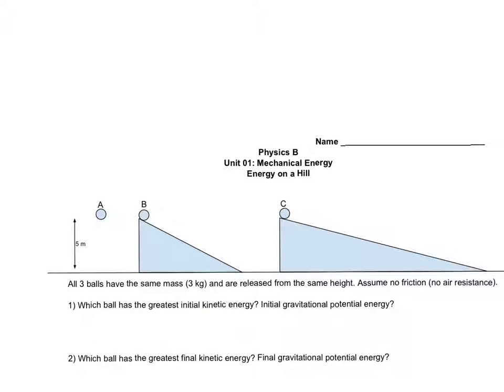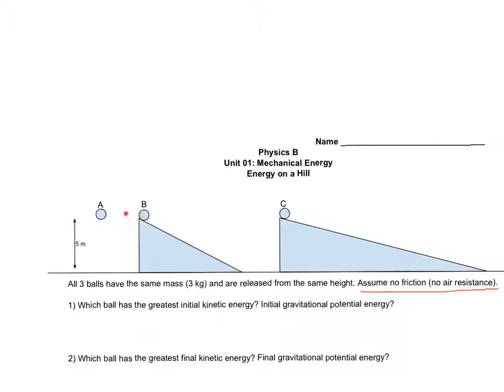Remember that conservation comes from conserved, meaning that the total energy will be equal before and after. The reason that we say that energy is conserved is because there is no friction or no air resistance. So there are no outside forces acting on these objects.